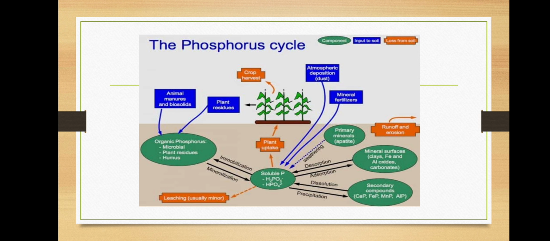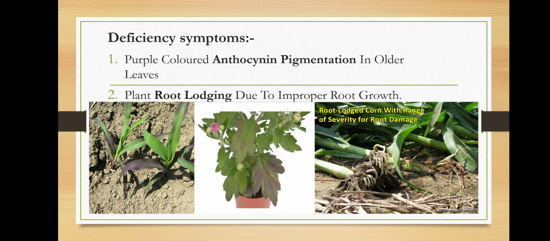So proper maintenance of soil pH and proper maintenance of organic matter also matter for the phosphorus available to the plants. When we come to the deficiency symptoms, purple colored anthocyanin pigment in older leaves is one of the important deficiency symptoms. You can see it when the phosphorus is deficient in the plant.